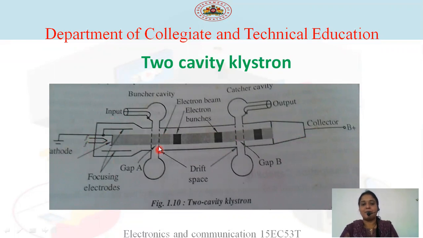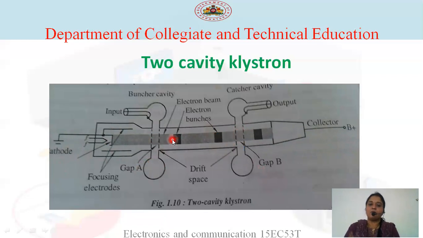Now the space between the buncher cavity and the catcher cavity is called the drift space. This is the drift space, and here is gap A and this is gap B. The bunching will take place in the drift space.